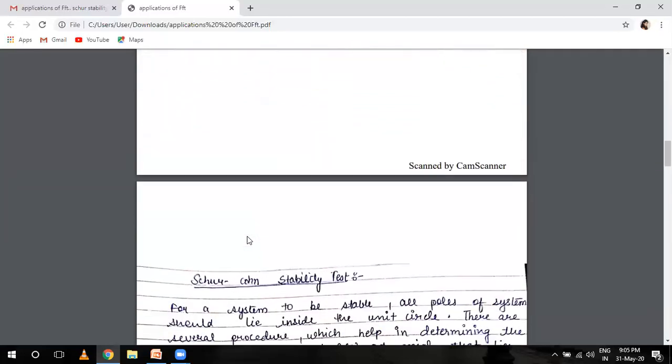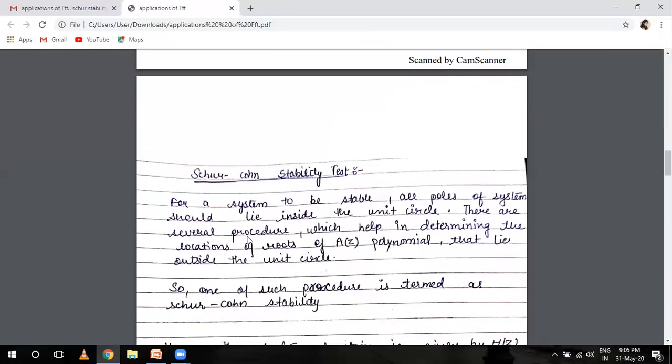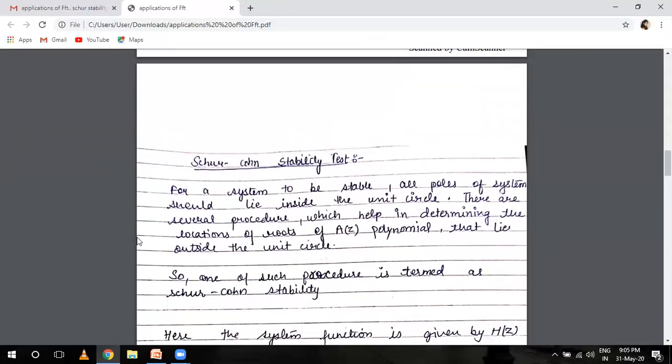Now come to one more topic, that is the Schur-Cohn stability test. See, this is a concept of stability of a system, basically for LTI systems. But whenever we come to the point of stability, we talk about the poles and zeros of the system. Whenever we talk about stability, if the poles lie on the left side, the system is stable; if they lie on the right side, the system is unstable; if they lie on the imaginary axis, the system is marginally stable.